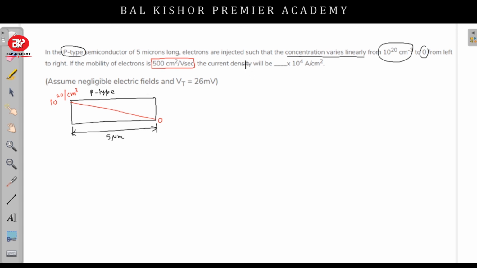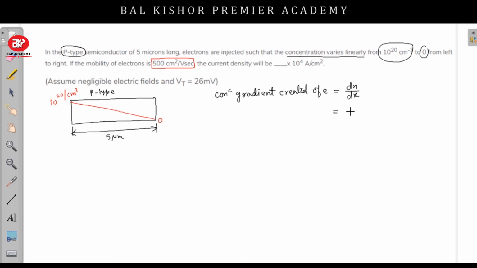So for this case you can see there is a concentration gradient created. यहाँ पे concentration ज़्यादा है, यहाँ पे concentration कम है. So diffusion current flow होगा. So diffusion current flow होने से क्या होगा कि मेरा concentration gradient पहले निकाल लेते हैं. So concentration gradient of electrons का concentration gradient क्या होता है, that is dn by dx.